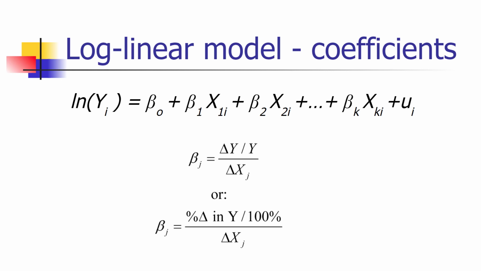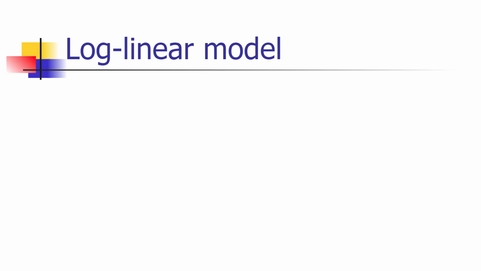So if you get a coefficient of 0.09, that's telling you that a 1 unit change in that variable would result in a 9% increase in earnings, or whatever you're measuring on the dependent variable.